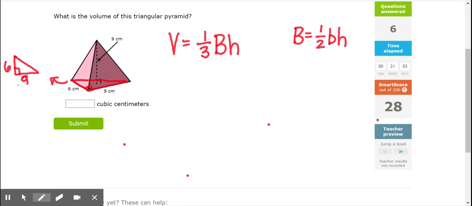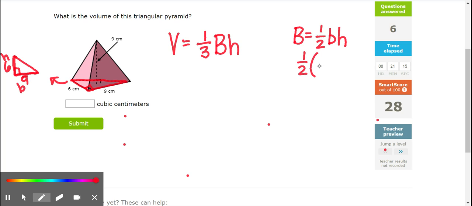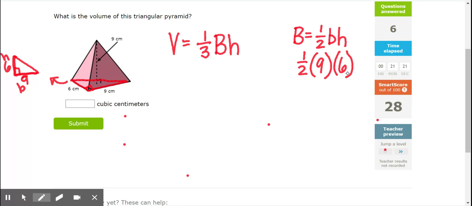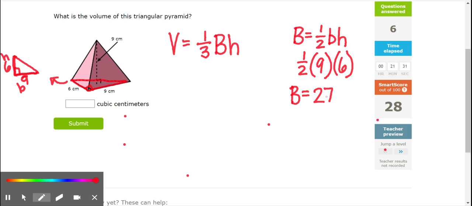My base is going to be 9. My height is going to be 6. Can you see that from this triangle right here? This is the base. This is the height. So 1/2 times 9 times 6. Typing that in my calculator, and I get 27. So for this problem, my capital B, the area of my base, is going to be 27. So now I'm ready to plug this into my formula.